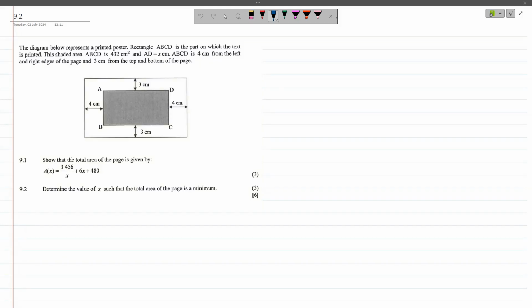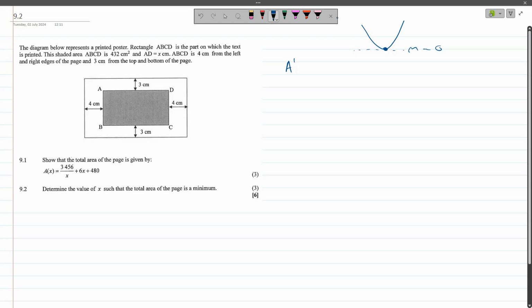9.2 says determine the value of x such that the total area of the page is a minimum. So what should the value of x be such that the total area of the page is a minimum? For that to be true, we're going to need to work with the first derivative, because we know that the area is minimum if the area is represented by a quadratic function, the area that is minimum will be represented by the lowest point, which is represented by a gradient of 0.